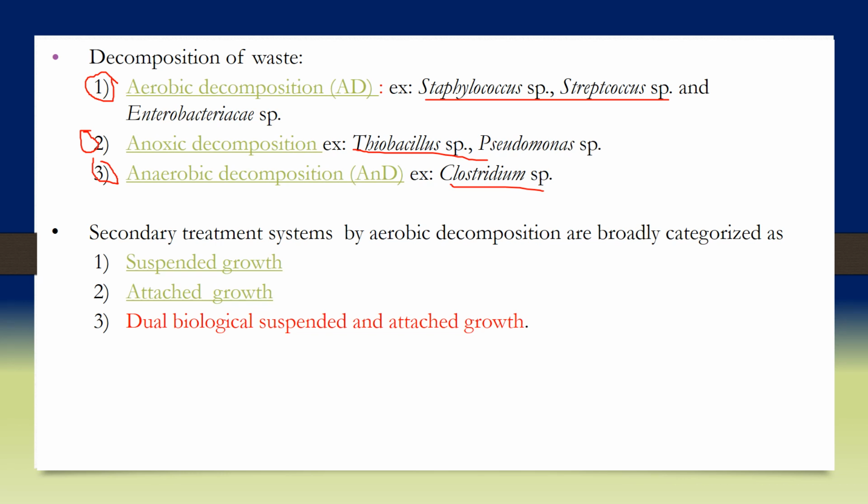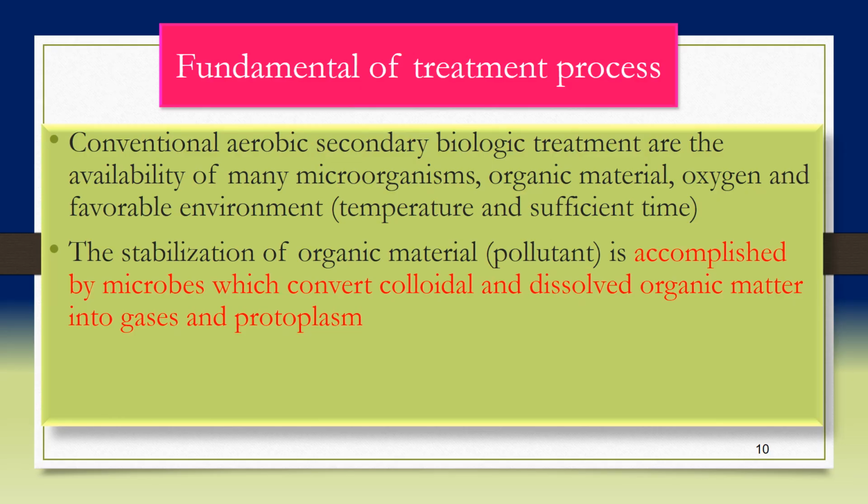And then in the secondary system, the aerobic decomposition can be categorized into 3 parts, which is suspended growth, attached growth, and dual biological. So these also you need to remember. It is important for this chapter.